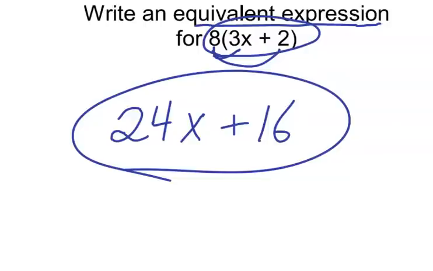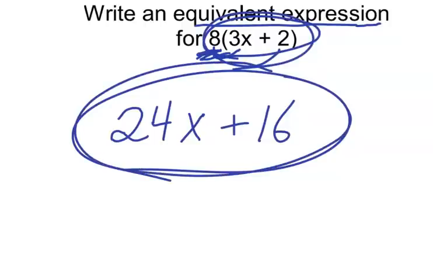All right, so that's all there is to that one. It was real simple. You just take the number on the outside and distribute it to everything on the inside. So now those are exactly the same value. If you put a number in for x, they're going to come up with the exact same answer. So this is the exact same value as this. They just look different, and I think this one's going to be easier to use. So there's your equivalent expression.